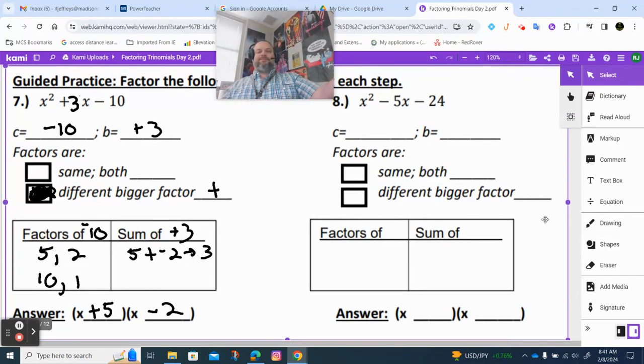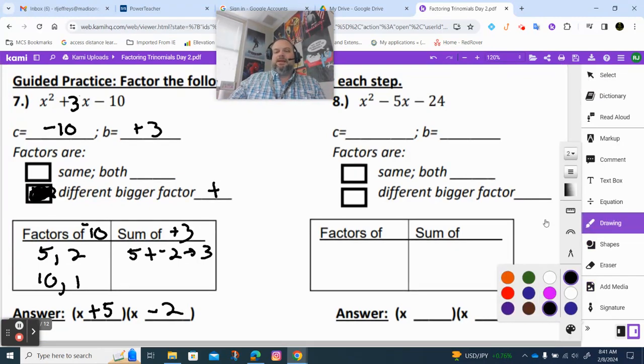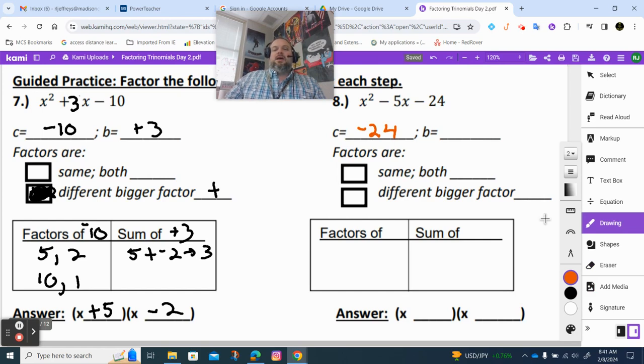All right. Let's look at this one. Our C is -24. Our B is -5. All right. Since our C is negative, our signs are going to be the same or different? Different. And our bigger factor is going to be negative. Okay.